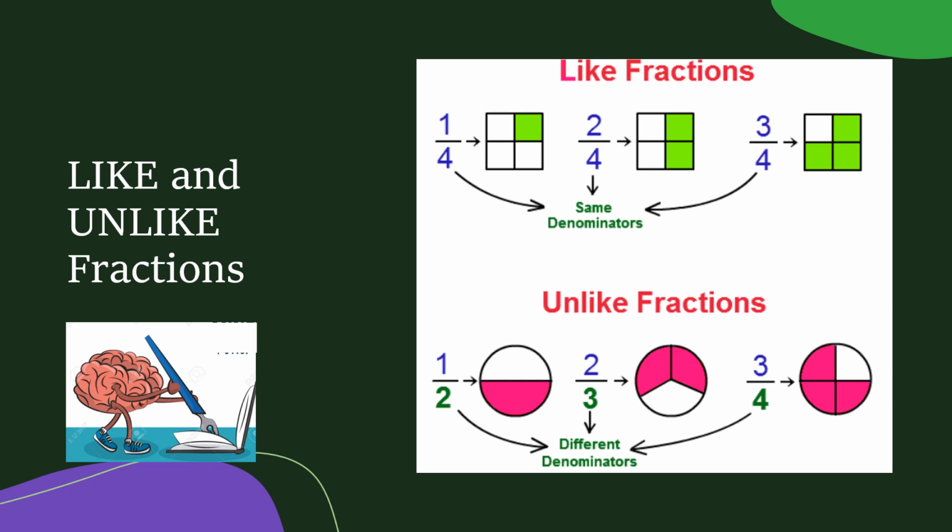denominator. In the second set of pictures, the circle is first divided into 2 equal parts. The pink part is one of the 2. It is half. In the second picture, the pink part is 2 out of 3 equal parts. And in the third picture, the pink is 3 out of 4 equal parts. We can see that the denominators are different. So the squares are showing like fractions and the circles are showing unlike fractions.